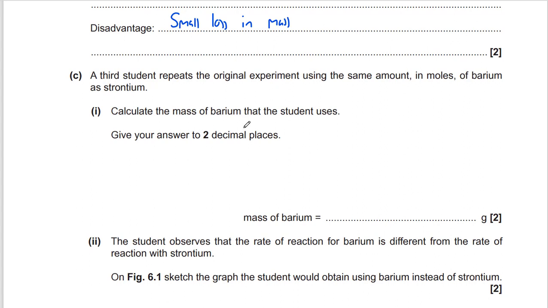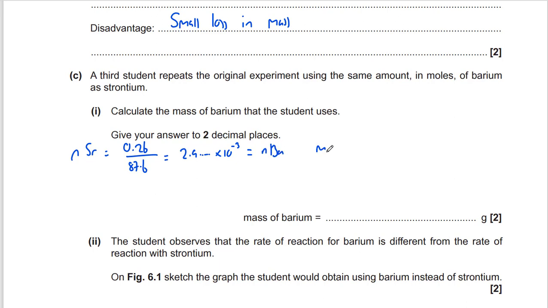Okay. Third one then, a third student repeats the experiment using the same amount in moles of barium as strontium. Calculate the mass of barium the student uses. So essentially, to work out the number of moles of barium, you need to work out the moles of strontium first. So the moles of the strontium is 0.26, which is what they started with, divided by 87.6 molar mass. That gives you roughly 2.9 blah, blah, blah, times 10 to the minus 3. That is equal to the moles of barium, because it's just told you that.